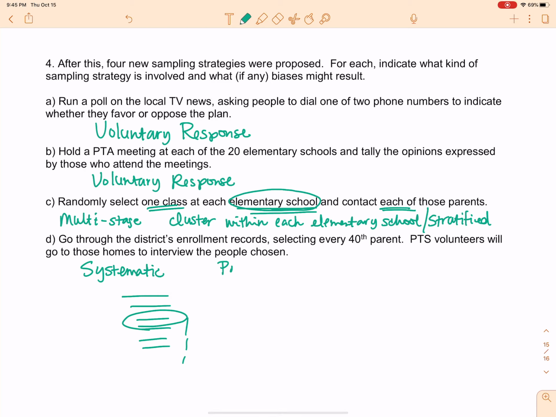But actually, this would probably be fairly reasonable. Okay, so probably a good method. Because if you're beginning somewhere random, you're looking at every person, and you're choosing the 40th person. That's going to give you a nice broad spectrum there. And then you're going to go to their homes to interview people. So that should ensure that you get some good information. Anyway, sorry my throat was giving out.